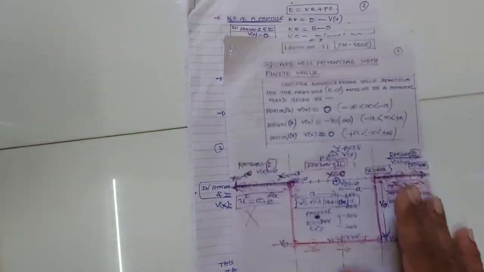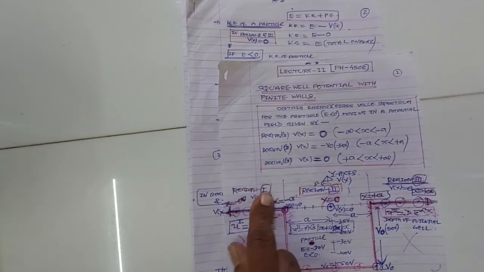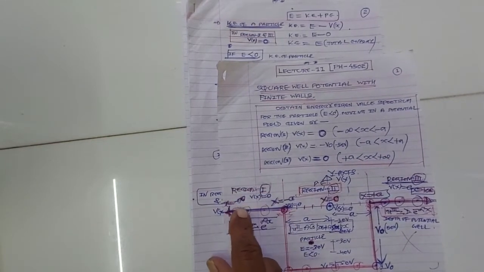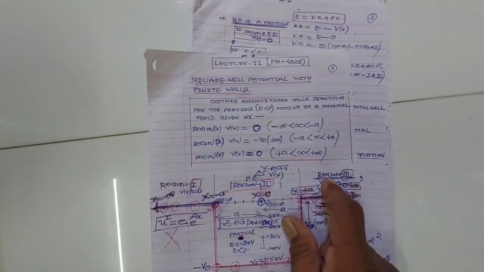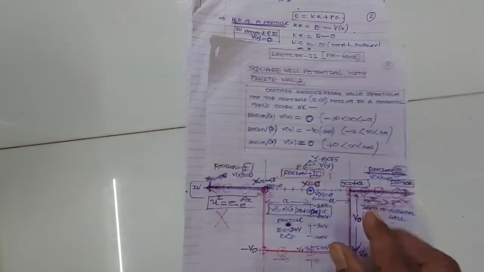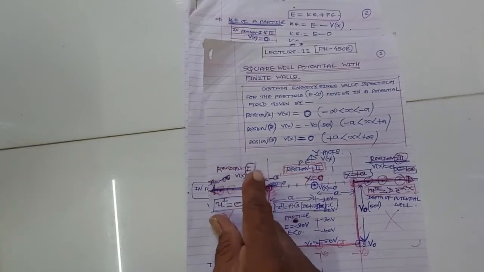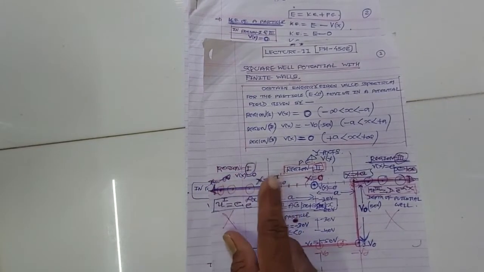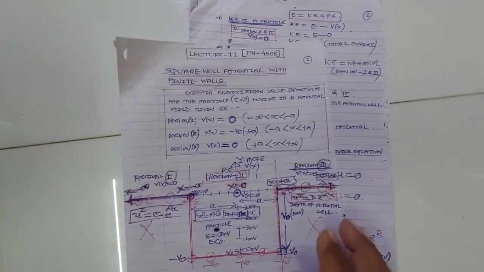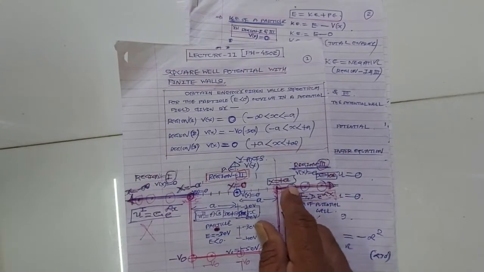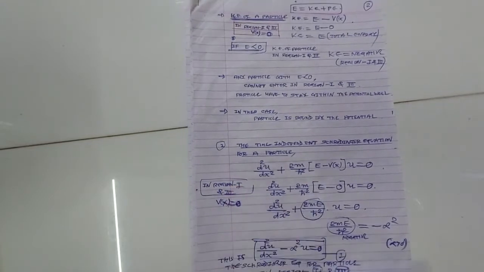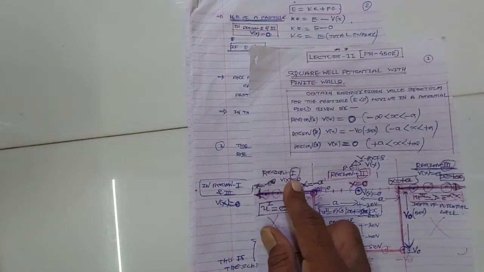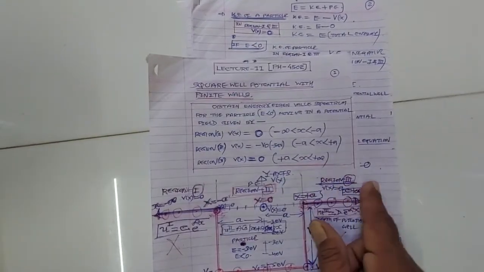Now you can see here in region 1, from minus infinity to minus a, the potential energy is 0. In region 3, from plus a to plus infinity, the potential energy of the particle is also 0.